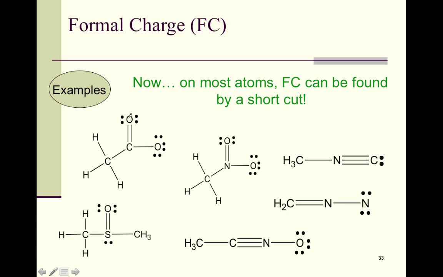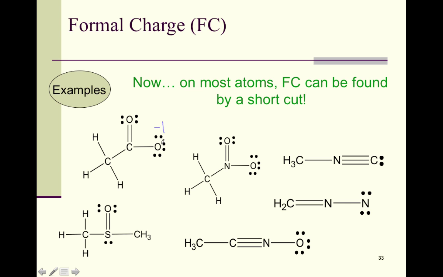Oxygen, what's the preferred number of bonds? 2. 1, 2, it has 2. Now this oxygen here, it doesn't have all the bonds it's supposed to. It only has 1 bond. Oxygen has 2 preferred bonds, right? It's supposed to have 2 bonds. How many bonds does this one have? 1. So isn't it missing 1 bond? That's its formal charge.